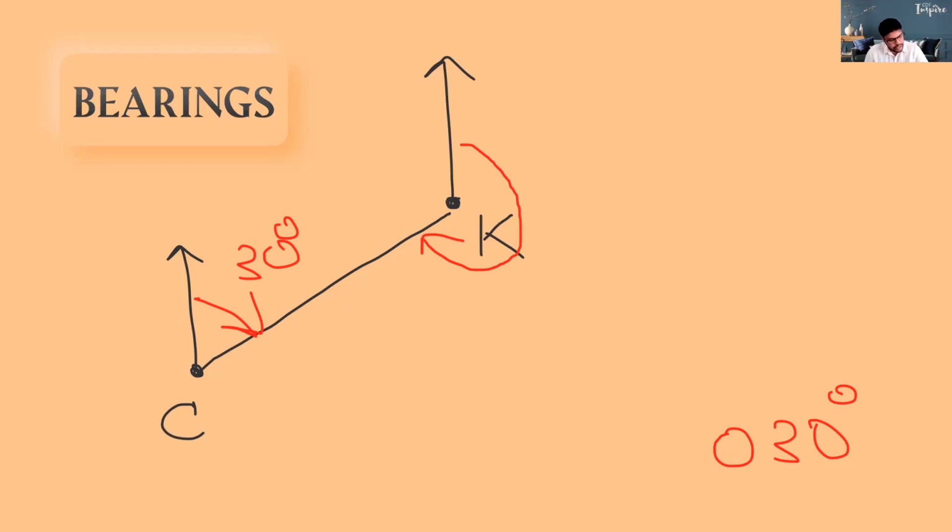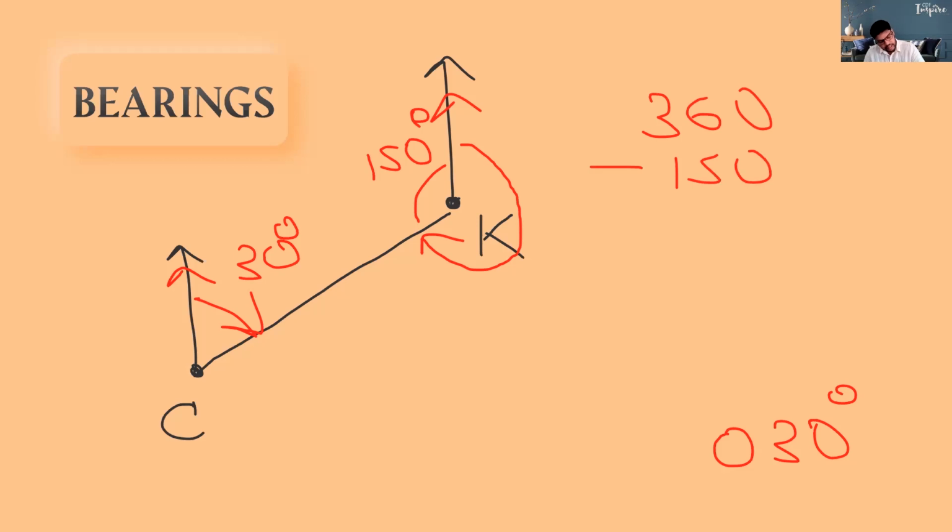We can find that angle because these two lines are parallel and both are facing north. So that means this is going to be 180. This angle is 30 and this other angle has to add to 180. So this angle is going to be 150, because 30 plus 150 is 180. Therefore 360 minus 150 gives you this angle as 210. So the bearing of Colombo from Kandy is 210 degrees. Did you get it now?